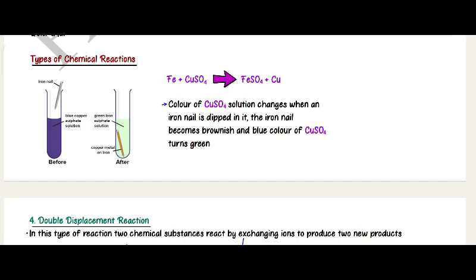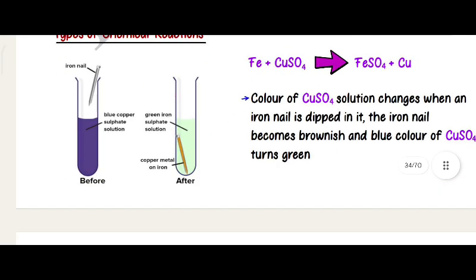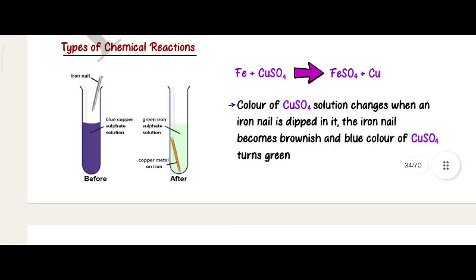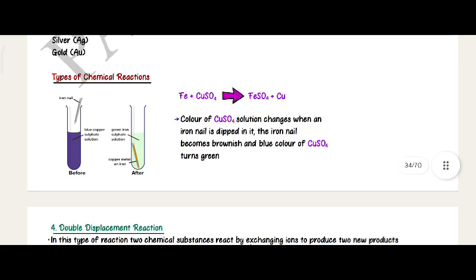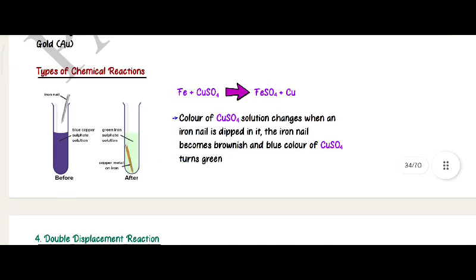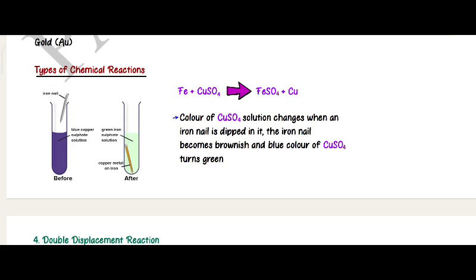Types of chemical reactions. Iron nail: before putting it in a blue copper sulfate solution, and after, the solution changes to green iron sulfate and copper metal deposits on the iron. Iron plus copper sulfate gives iron sulfate plus copper.